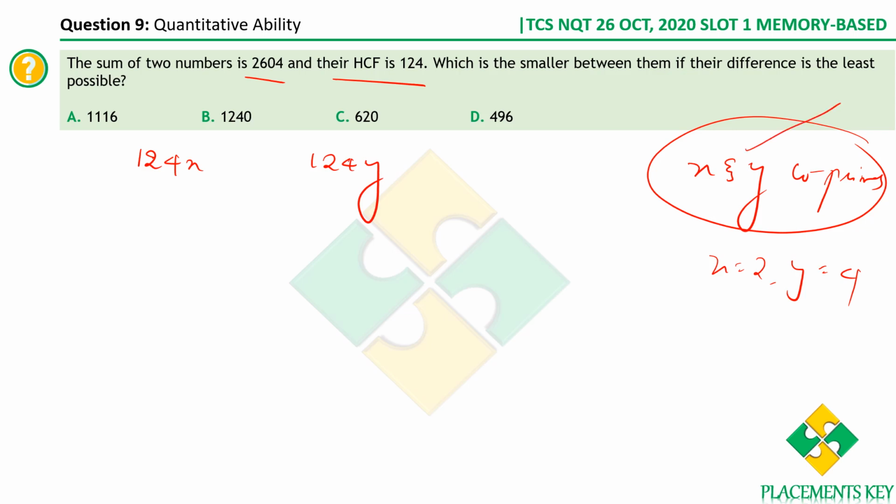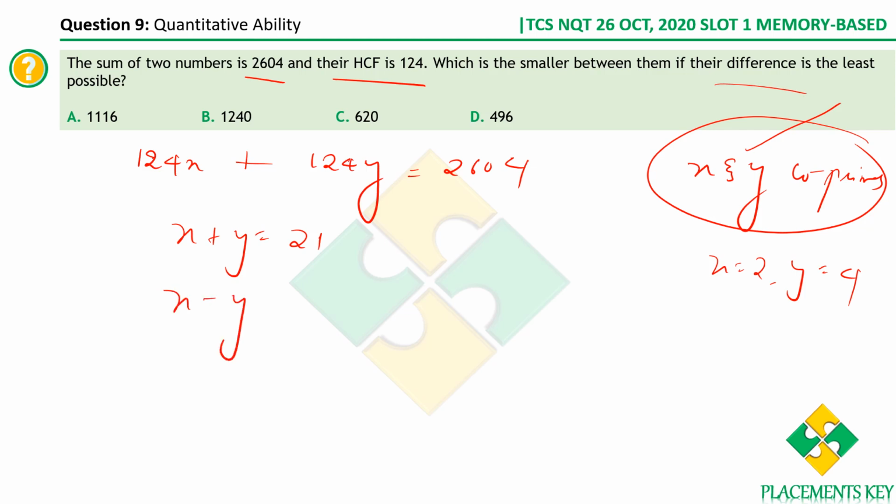The sum is given as 2604. If we take 124 common, you get x plus y is equal to 2604 by 124, which is 21. So x plus y is 21, where x and y are co-primes. Please remember this: if x and y are not co-primes, then the HCF of the numbers will not be 124. What is the smaller number if the difference is the least possible?